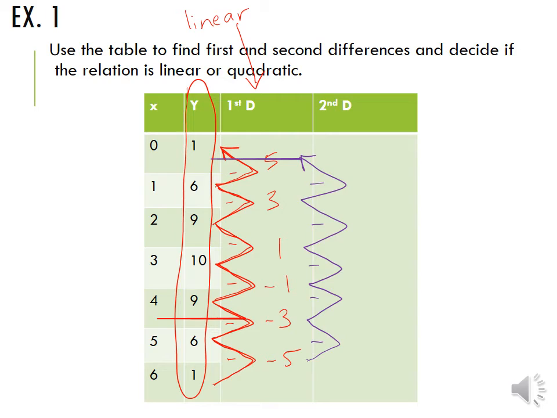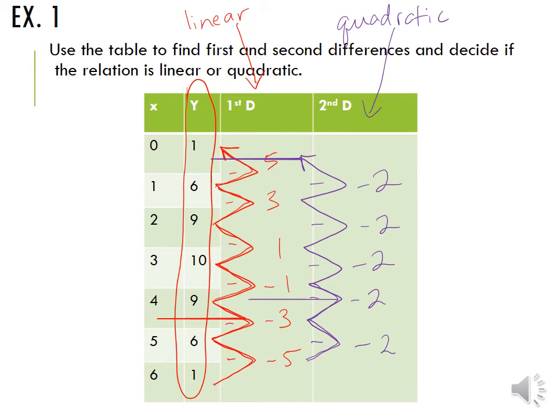So negative 5 minus negative 3 gives you negative 2. Negative 3 minus negative 1 gives you negative 2. Negative 1 minus 1, negative 2. 1 minus 3, negative 2. 3 minus 5, negative 2. Are those all the same number? You should be nodding your head, yes, those are the same number. If second differences are equal, it is quadratic, meaning it makes a parabola.